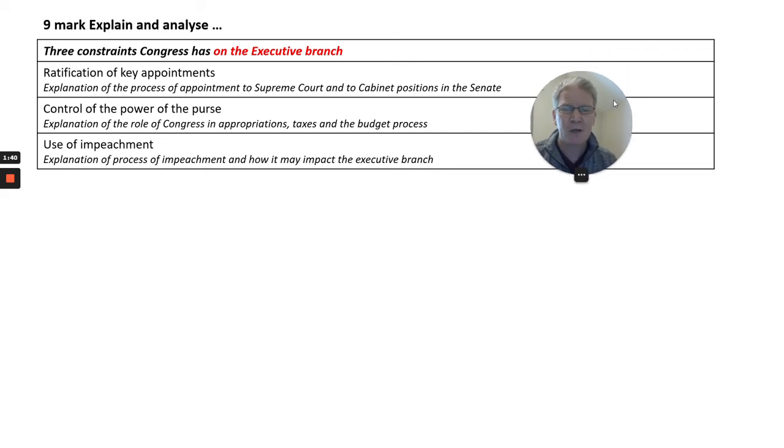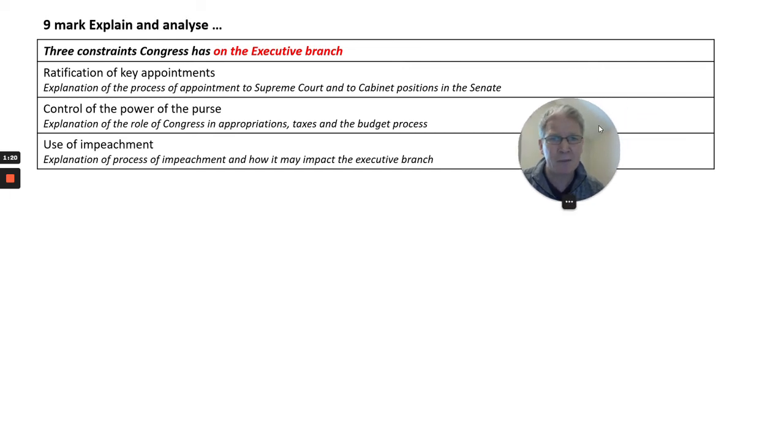Power of the purse. Show off your detailed understanding of how committees within Congress look at appropriations, taxes and the budget process, and how they can therefore control the way in which the executive can actually work. Good examples here, of course, in terms of Trump's desire to spend money on walls, but his difficulties in doing so. And finally, the use of impeachment. Again, very current. Explain the role and the process of impeachment and how it may impact upon the executive branch. Looking at Clinton, looking at Trump.